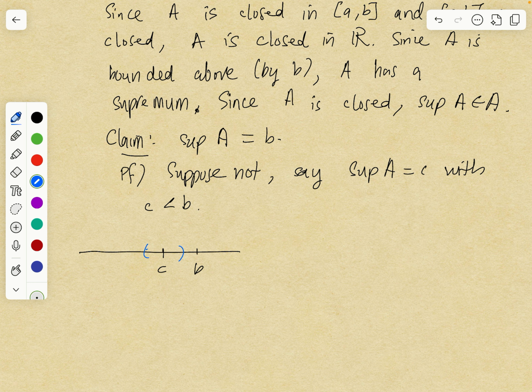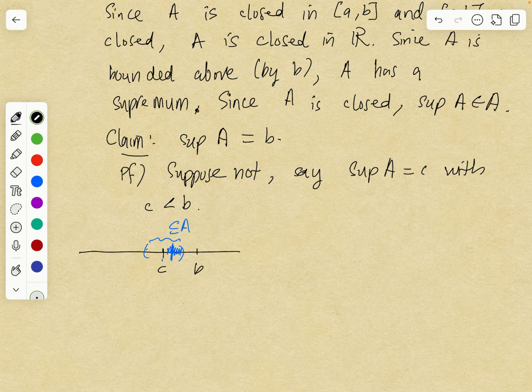But then, do you see where the contradiction would be? If C were the supremum, then it's greater than or equal to every element of A. But since A is open, there is some ball centered at C that is completely contained in A. So this is a subset of A. But then that would mean that C is not a supremum because there are elements here that are in A that are greater than C.